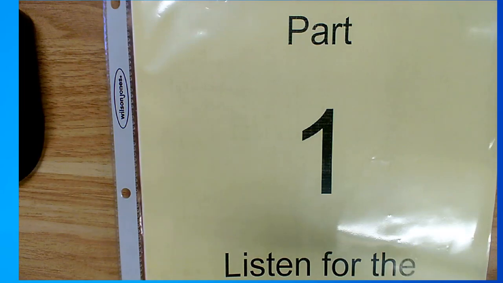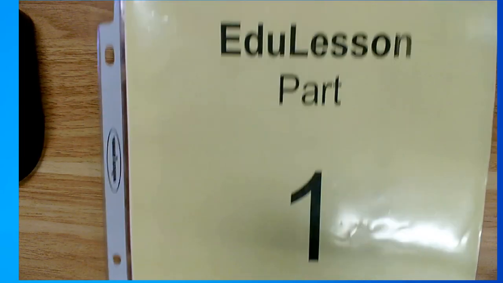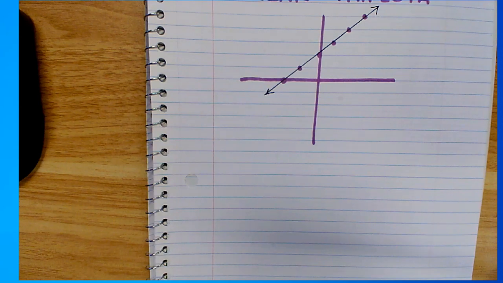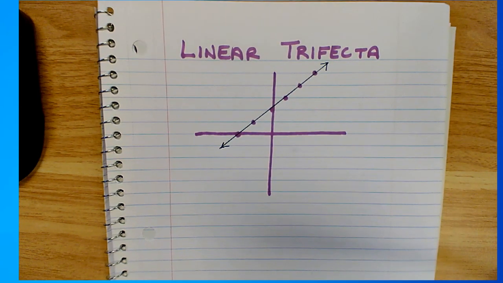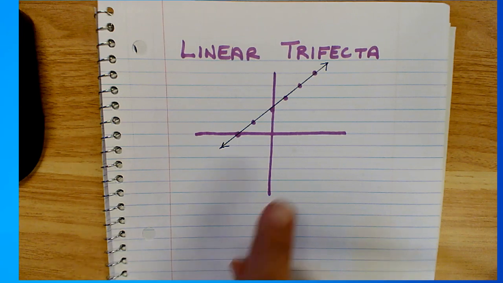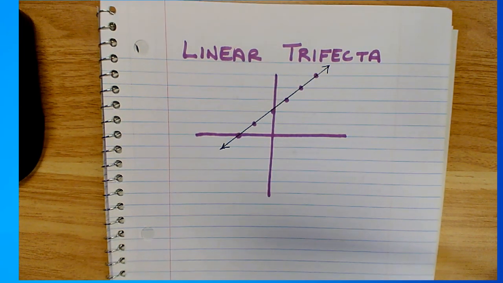Hey, it's Mr. Barr, and this is part 1 for this edu lesson, and I'm calling it linear trifecta. Trifecta means 3. It's a fancy word for 3. This is a graph of a line.